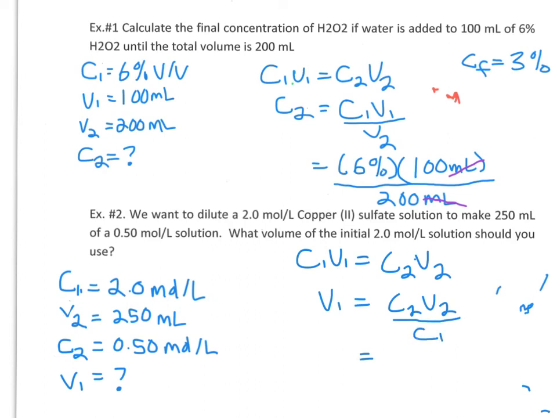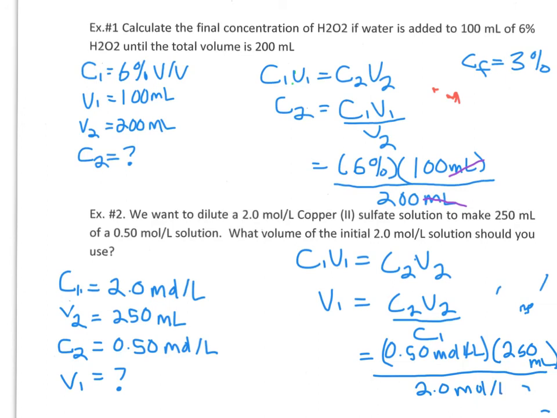Plug in your numbers. C2 is 0.50 mole per liter, multiplied by V2, 250 mL, divided by our initial concentration, 2.0 mole per liter.